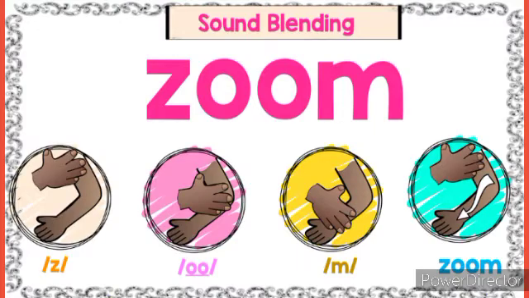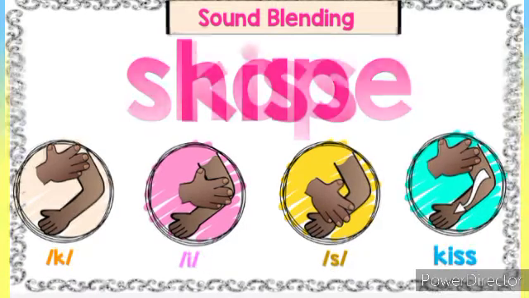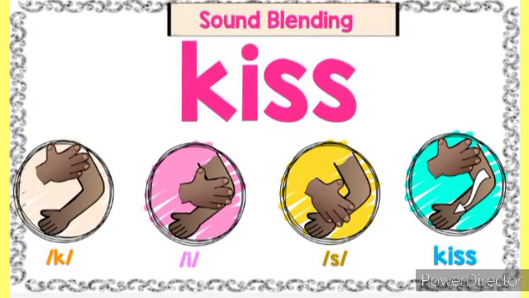Wonderful. Place your hand above your elbow and say sh. Place your hand in between your elbow and say A. Place your hand on your wrist and say P. Slide through your arm and blend, and it gives shape. Sh, A, P gives shape. Lovely. Kiss. Place your hand above your elbow and say K.